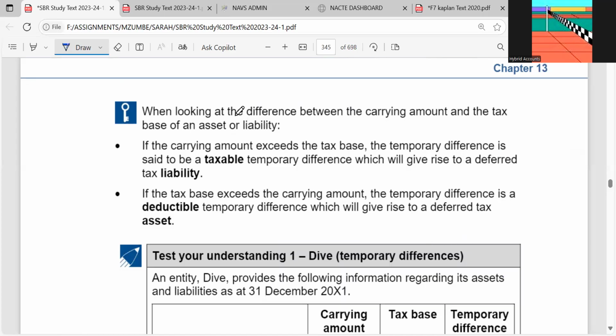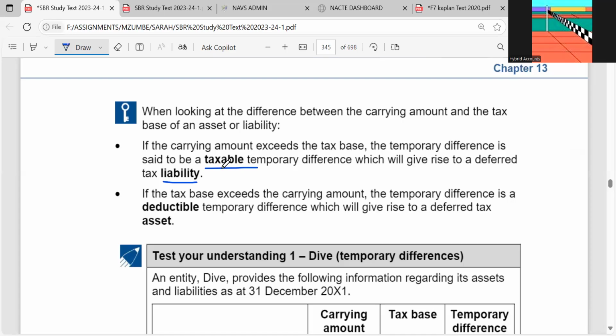Okay, now when looking at the difference between carrying amount and the tax base of an asset or liability, we say this one, right? If the carrying amount exceeds the tax base, the temporary difference is said to be taxable. And if it is taxable, it means that it would have a liability, right? We are speaking of the asset here. In case the tax base exceeds the carrying amount, then it will be deductible, right? So this is what you have to deal with. I hope you have seen, in case the carrying amount exceeds the tax base, the temporary difference is taxable and will give rise to a deferred tax liability.